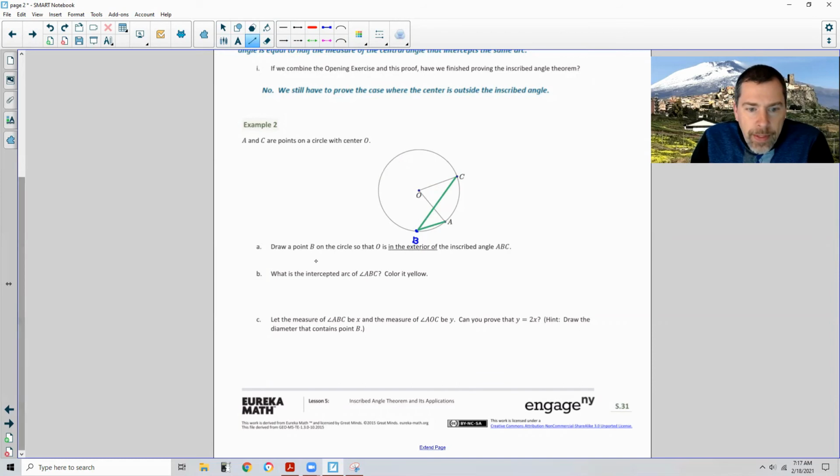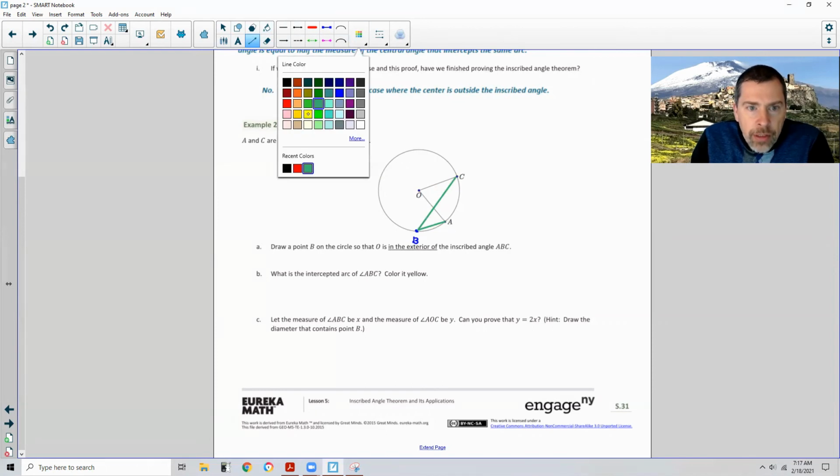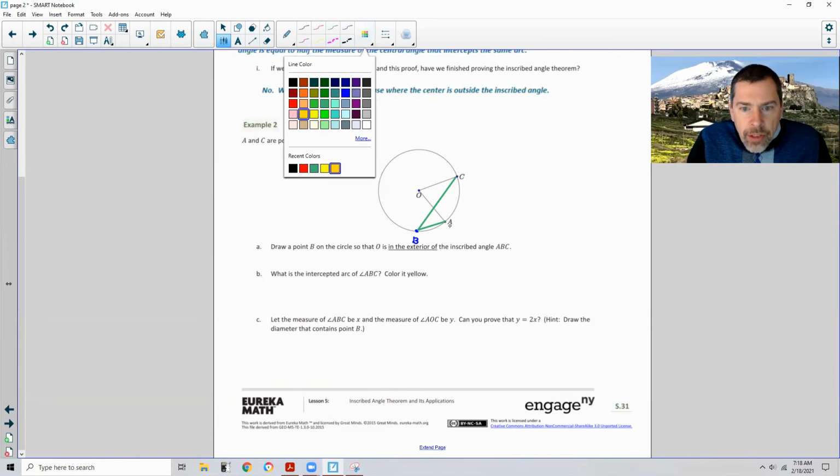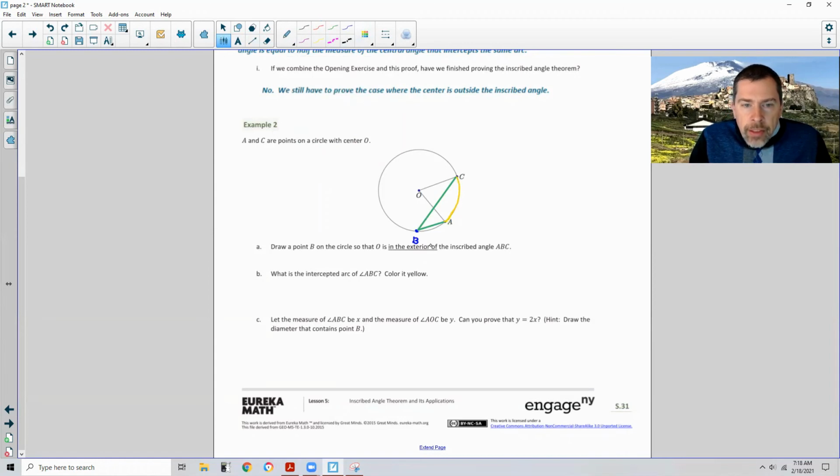So there's our diagram. What is the intercepted arc of angle ABC? Color it yellow. I'll use this yellow so it's easier to see on the screen. So this is yellow, and there it is. What is the intercepted arc? The intercepted arc is the minor arc AC. Let the measure of angle ABC be x, and the measure of angle AOC be y. Can you prove that y equals 2x? Hint, draw the diameter that contains point B.